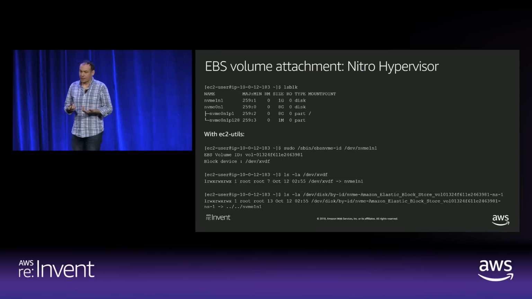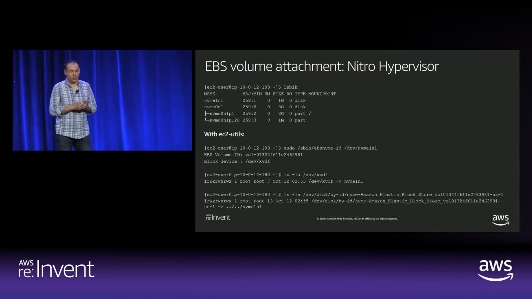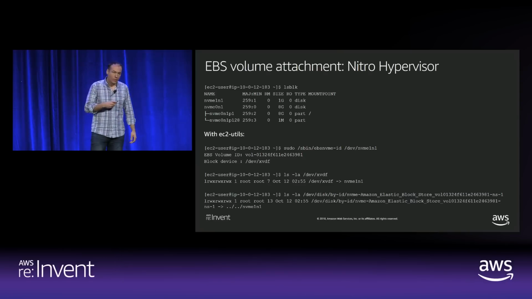Now, if you're using Amazon Linux, we made it even easier. We wrote a little Python script that parses out the volume ID, gives you back the one with the dash that you would expect, so that if you've got scripts that rely on that volume ID, you can use that. And that block device mapping comes out of there as well.